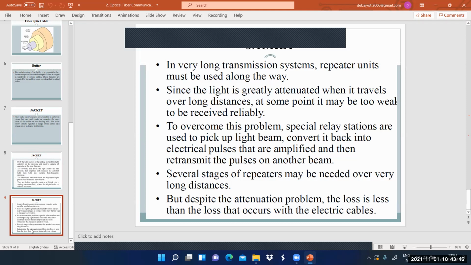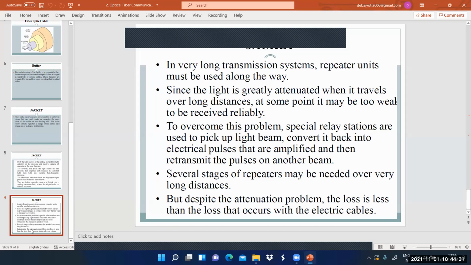So for long transmission, normally optical fiber cable is used for long transmission systems. Suppose I give you one example. Suppose you are staying in Dumka and you want to transmit a signal to Bangalore. Okay, so there is a huge distance. So in long transmission, we need some repeater. What is the function of repeater? Mainly with the help of repeater, it regenerates the signal.